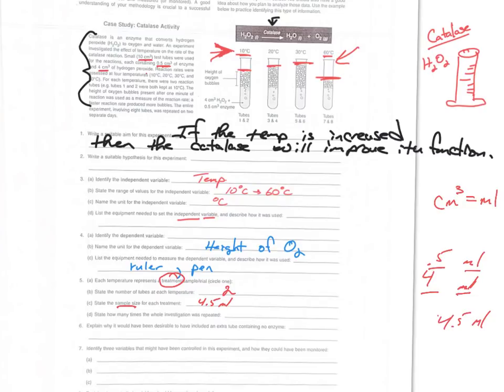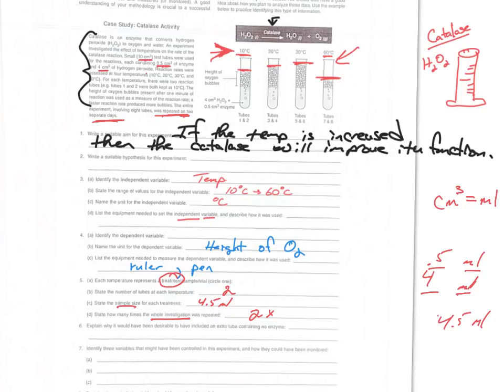State how many times the whole investigation was repeated. Let's see. So the whole thing was done twice, on 2 separate days. So the whole experiment was repeated twice. They wanted the whole experiment, not just each trial or each sample.